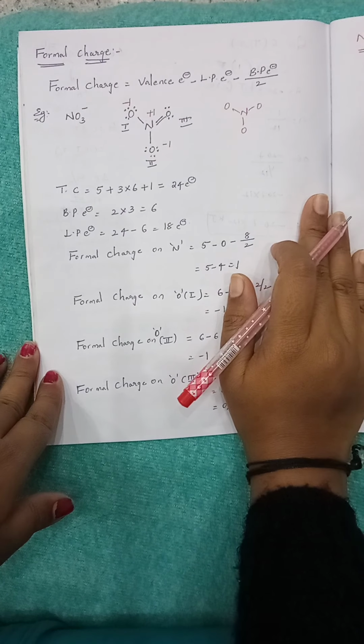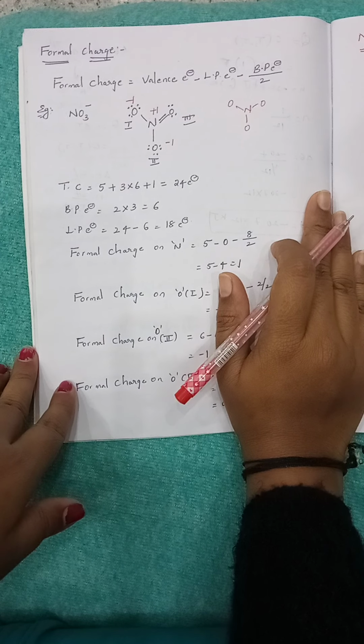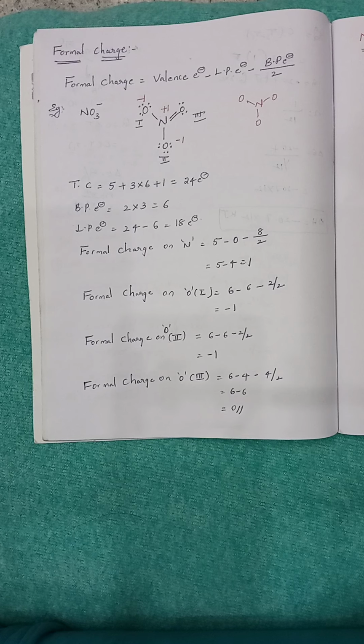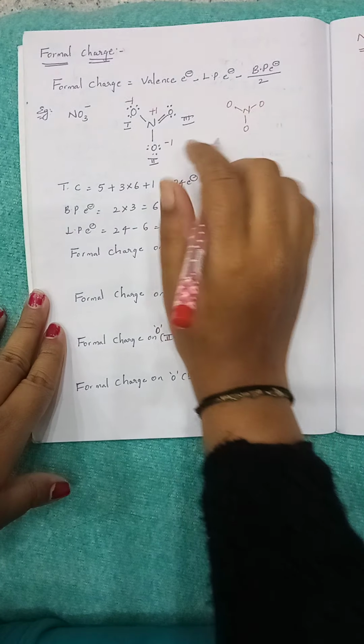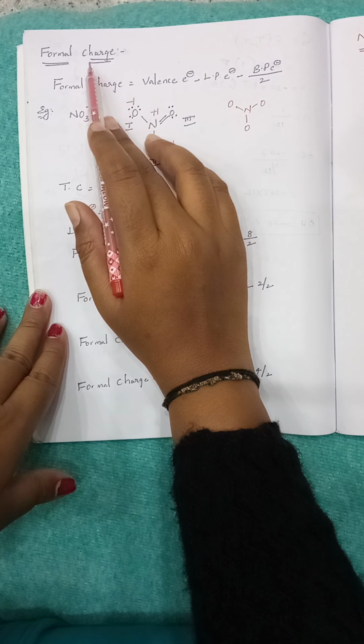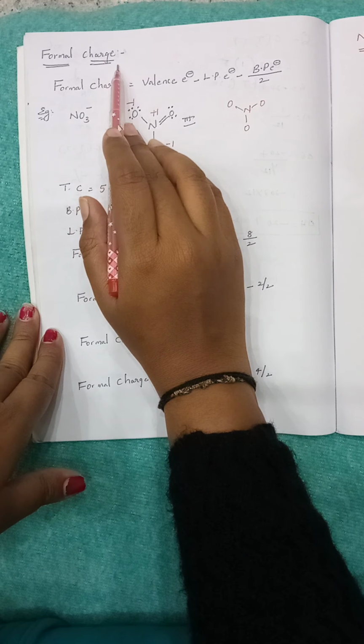Hi everyone. In this video I am going to continue with the chapter that is chemical bonding and molecular structure. In the last video we have seen how to draw Lewis dot structure for different types of compounds. In this video I am going to start with another topic related to the same chapter, that is formal charge.